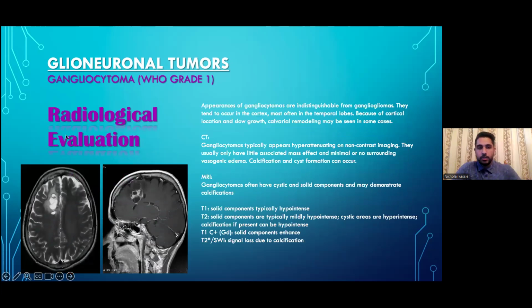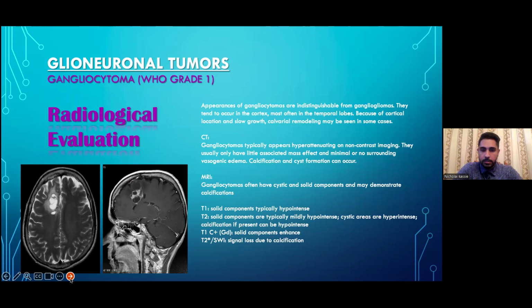In terms of radiological evaluation, the appearance of gangliocytomas is indistinguishable, as previously mentioned, from the gangliomas. They tend to occur in the cortex, most often in the temporal lobes. Because of cortical location and slow growth, calvarial remodeling may also be seen in these tumors as well.